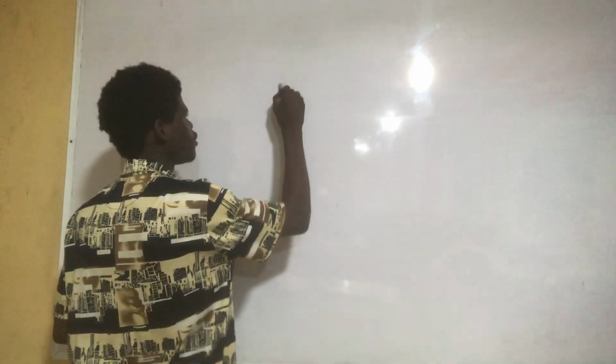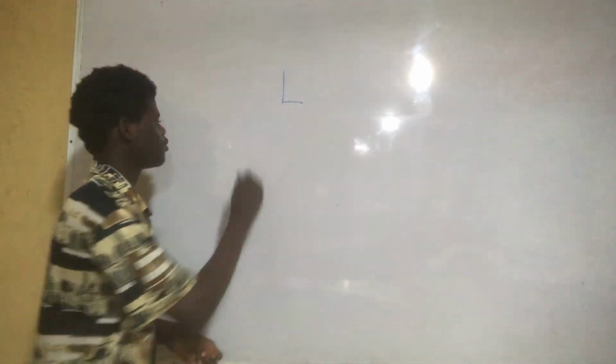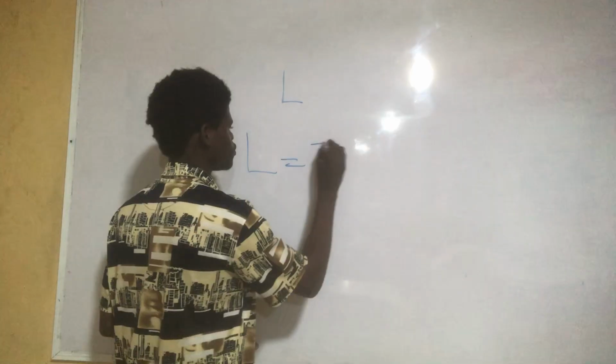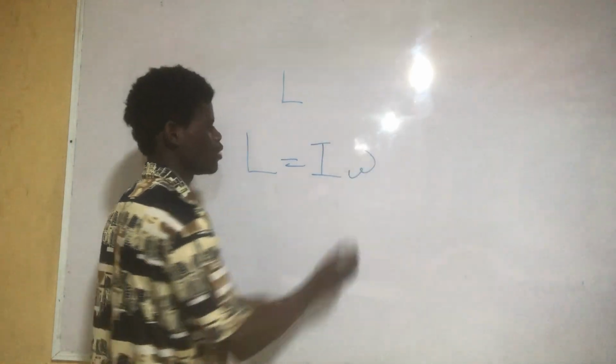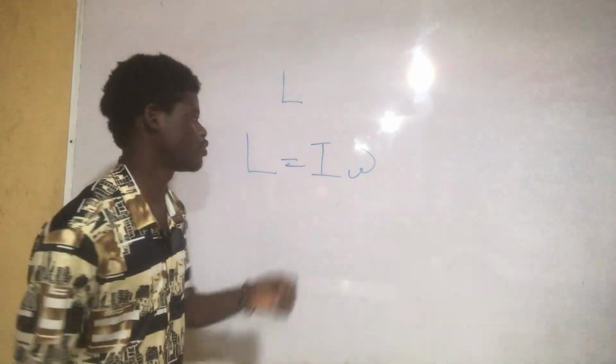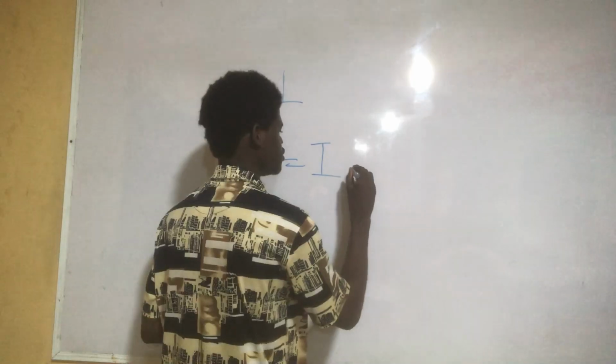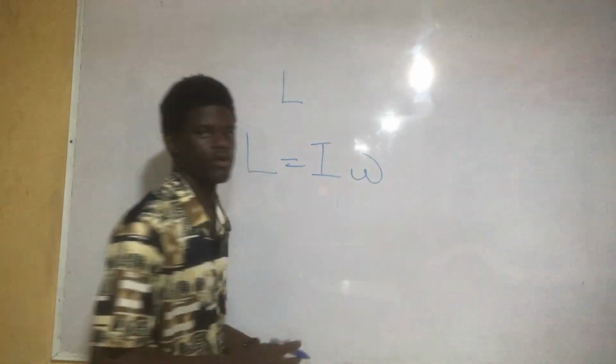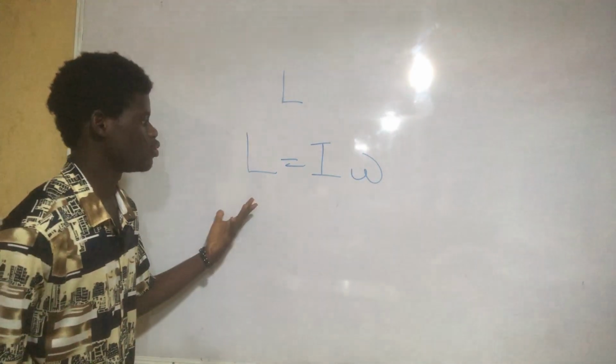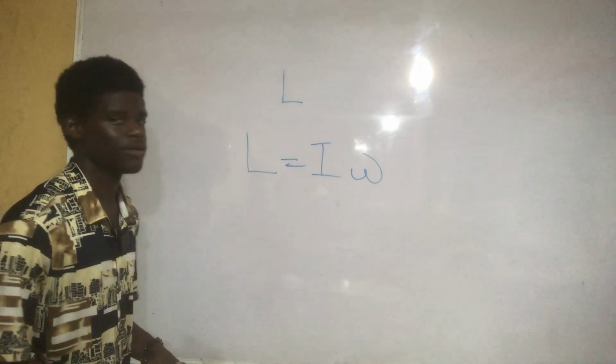Just like we have linear momentum, we also have angular momentum. The first thing you should know is that angular momentum is represented by L, and it is given by this formula: L is equal to I W, where I is the moment of inertia and W is the angular velocity. So this is all about angular momentum that you should know.